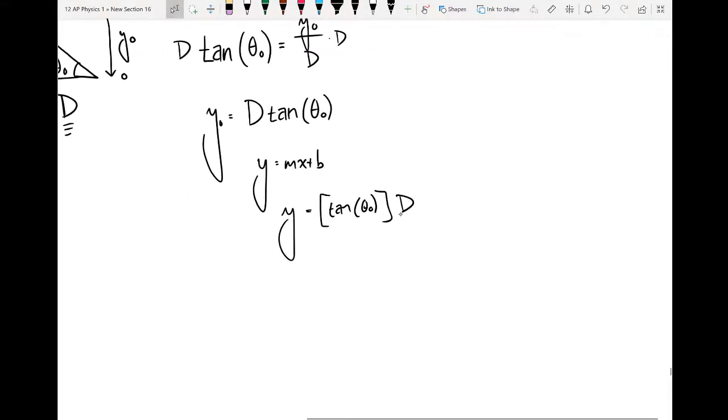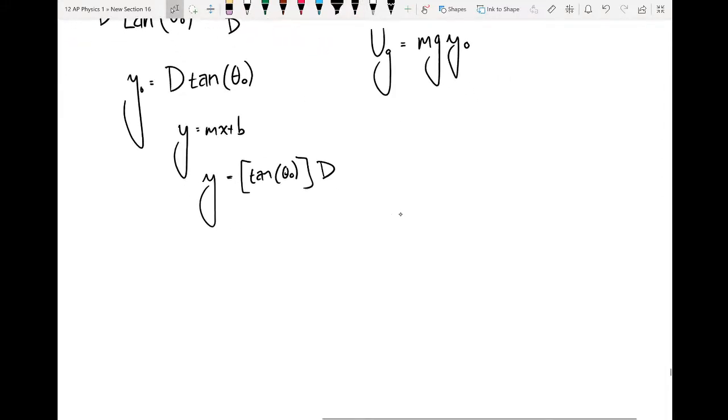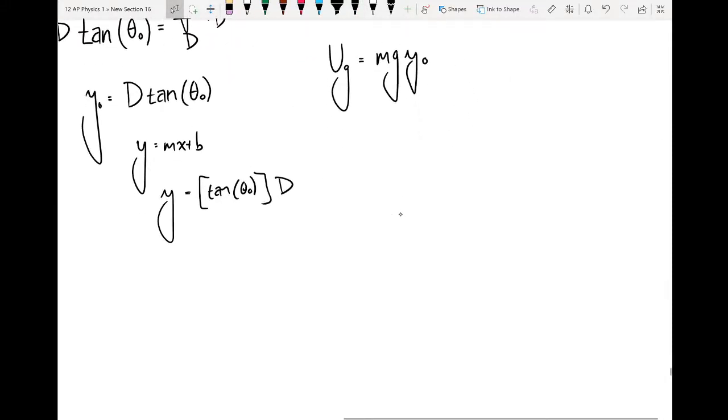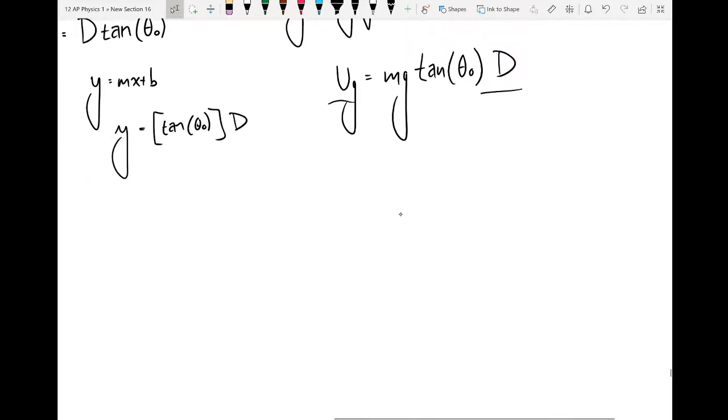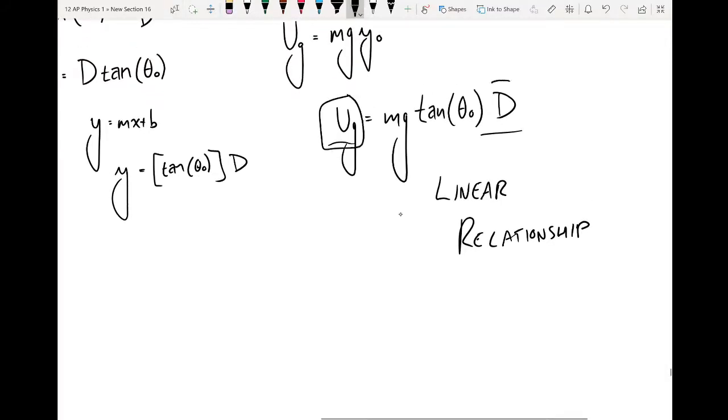If I take it a step further, I can say, well, UG, this gravitational potential energy, equals mg times y naught. That's my initial, or my change in y. I can plug that in here. I can say UG is equal to mg tangent theta naught times d. So this potential energy is directly related to d. We see that we have this direct relationship, this linear relationship. So it's not like it's related to d squared or square root of d or anything like that. Our potential energy is directly related to d.